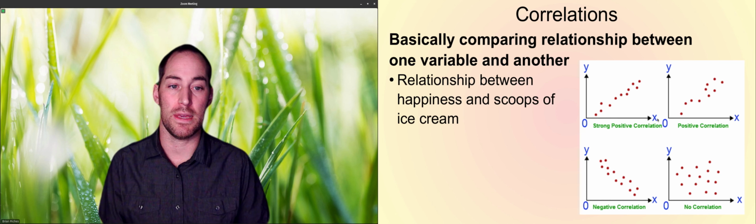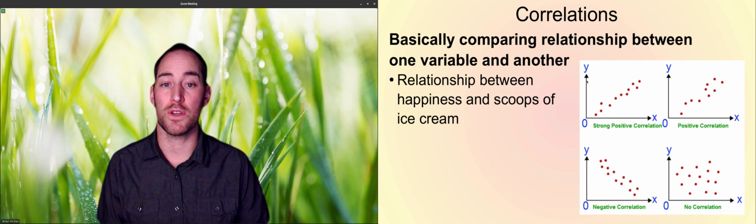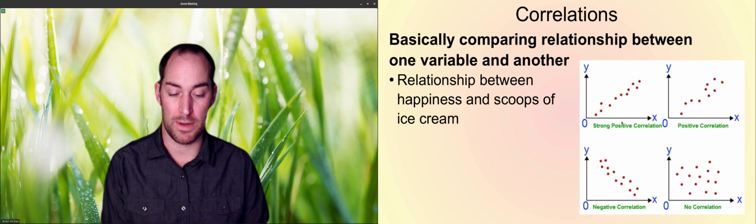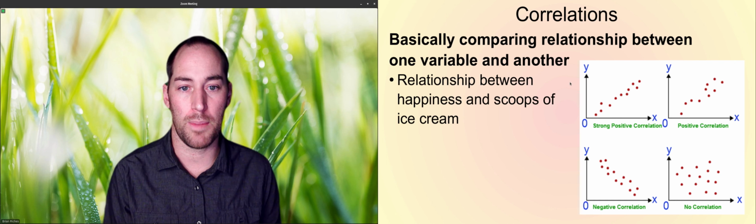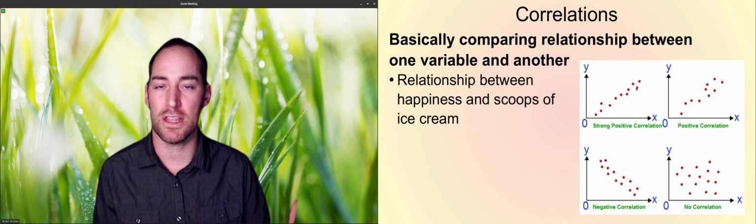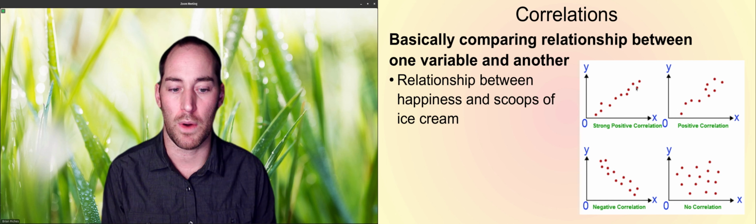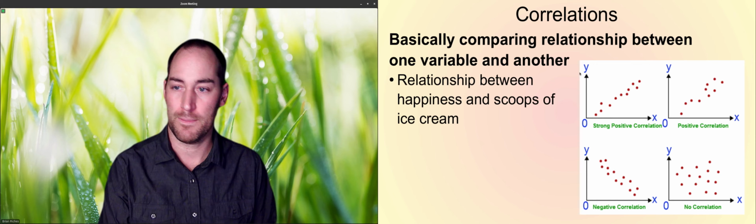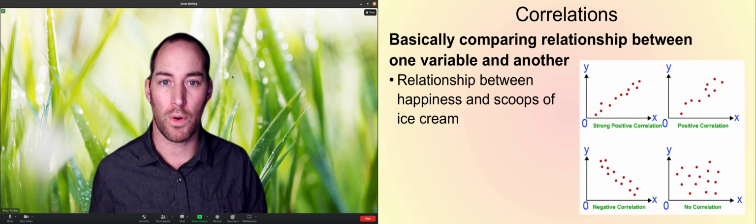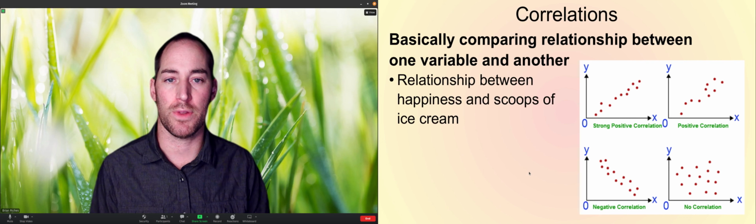So X might be number of ice cream scoops, Y might be happiness. So 1 scoop, 2 scoops, 3 scoops, 4 scoops. So for people who get 1 scoop of ice cream, they score about here on happiness. For people who get 2 scoops, they score about here on happiness. For people with 3 scoops, they get about this happy. For people with 4 scoops, they get about this happy. So that's what that means. It's saying these two relationships are related to one another. All right, so correlation is simply one variable's relationship with another.